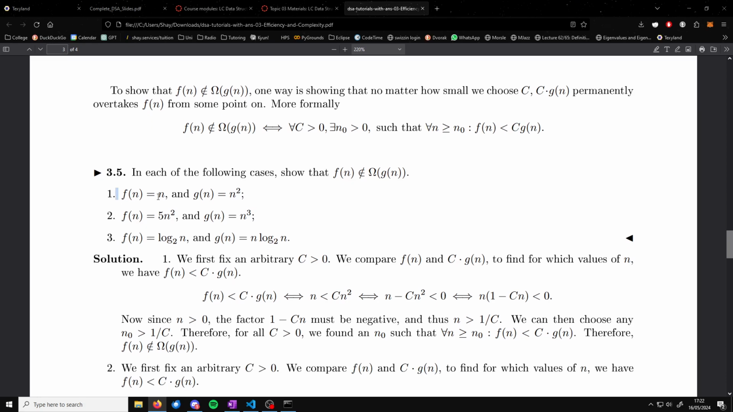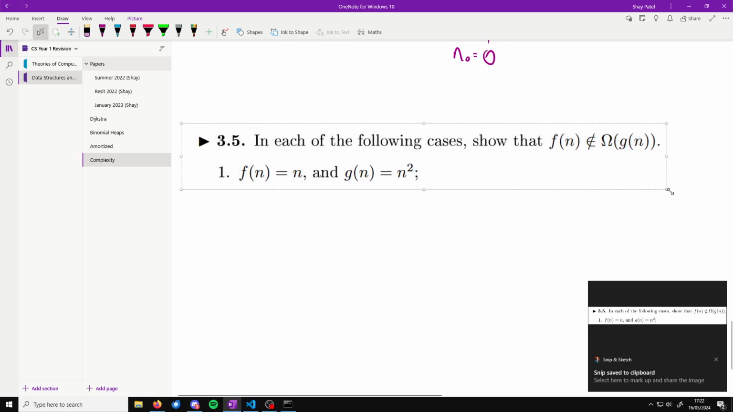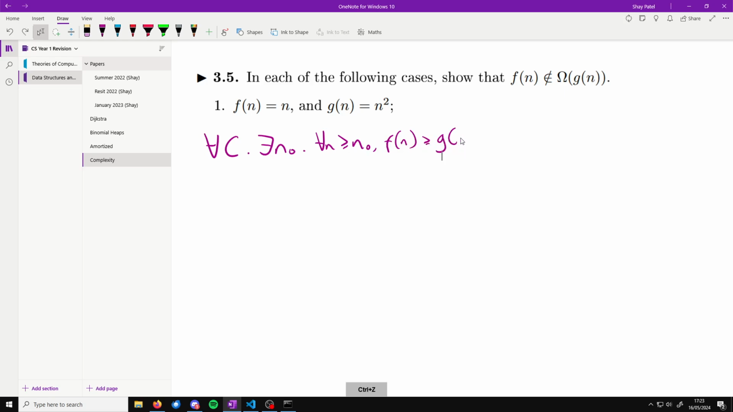So, for example here, let's just have a go at this one. So we want to show that this isn't in omega of g of n. And so we can say, for all values of c, there exists an n0 such that for all values of n greater than or equal to n0, f of n is always going to be more than or equal to g of n. Well, actually, this would be a strictly more than, because it's the complement of omega, because it's the opposite of this. So we have to prove this. We have to show that for all values of c, there exists some n0 where this inequality holds. So n is greater than g of n squared. That doesn't... Wait. Okay, let me just double check that.